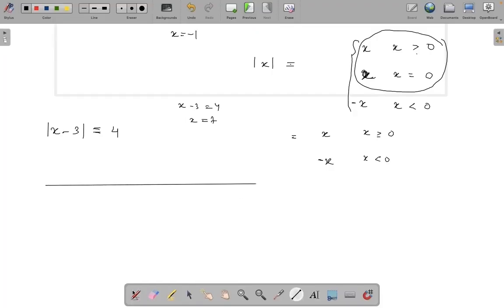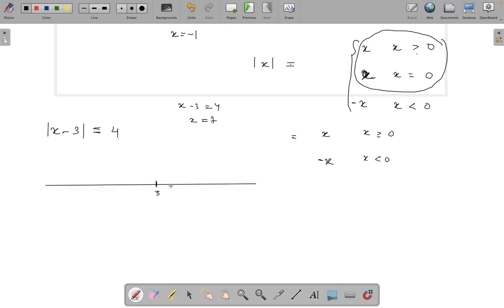First of all, we'll discuss this. So what does this mean? Say if you have 3 on the number line. There is a number which is at a distance of 4 from 3. This is what this equation means. So x is located at a distance of 4 from 3, not only from one end but from both ends.